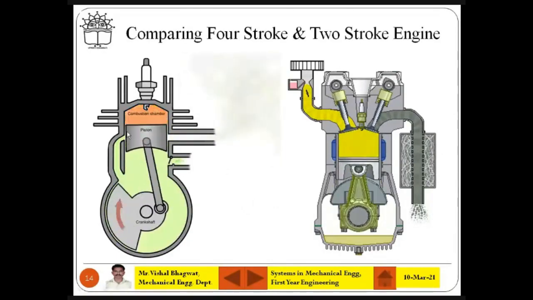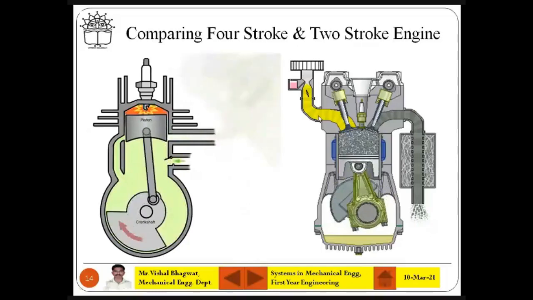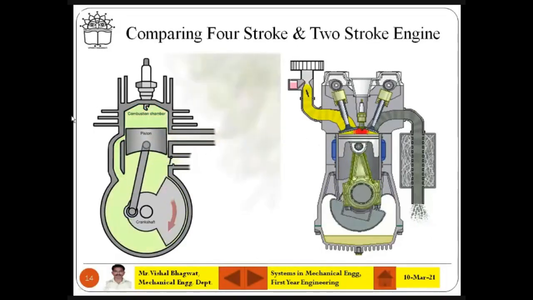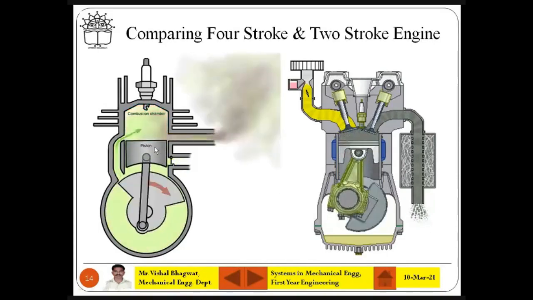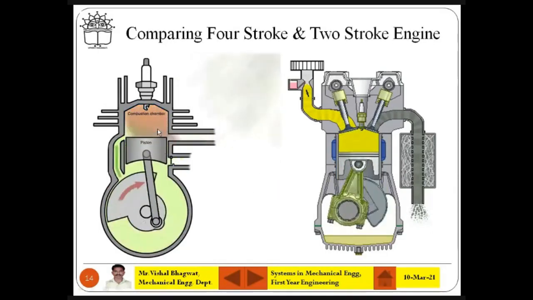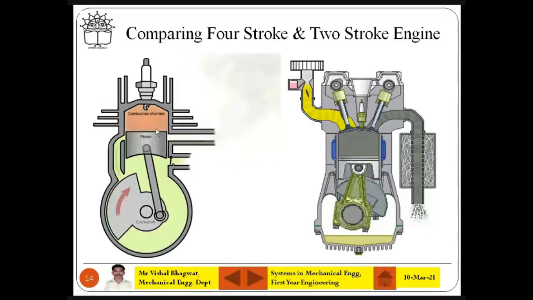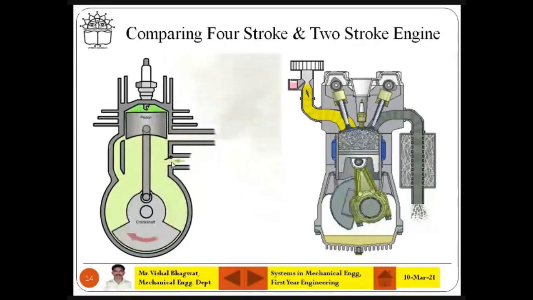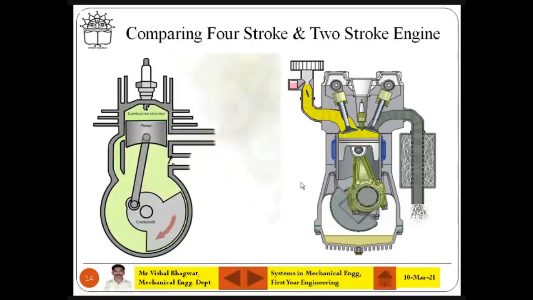Though power is higher for the 2-stroke than the 4-stroke, it creates too much pollution compared to the 4-stroke. That's why we are stopping the use of the 2-stroke engine. We have not stopped, but we are stopping because we don't want the pollution.